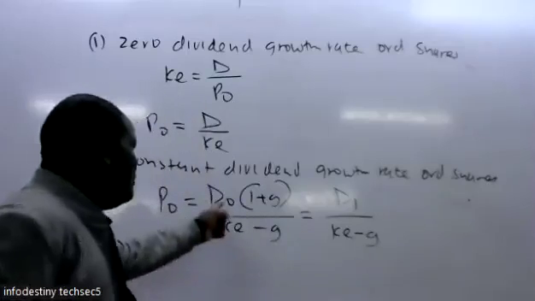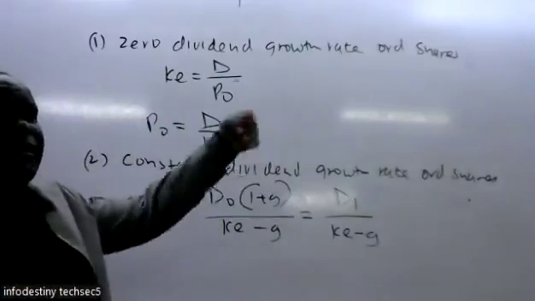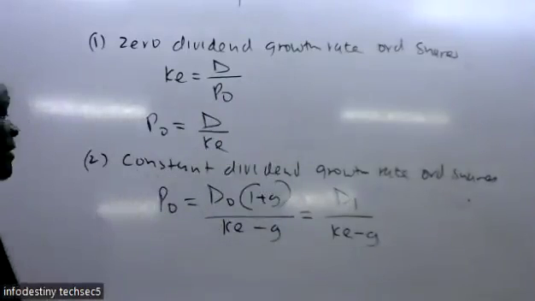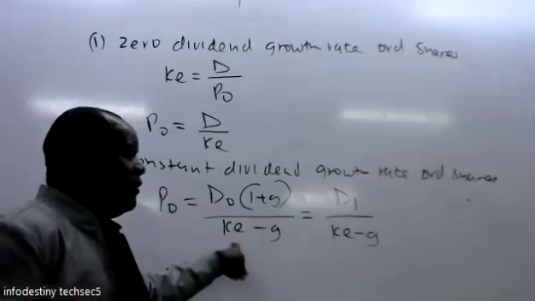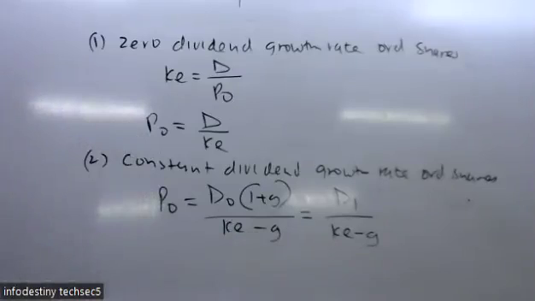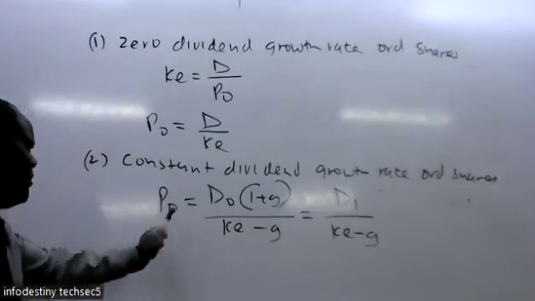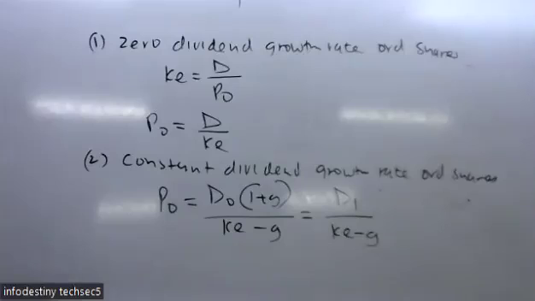So we know D0 is the last dividend that was paid. Then D1 was the next dividend to be paid. This KE is the cost of the ordinary share. Then G is the constant growth rate. So we know that we did something about the breakpoint. So remember when you are calculating the cost of capital, this one was the subject. So now when we make PO to be the subject, we just come to that portion. So this is for the constant dividend growth rate ordinary share.